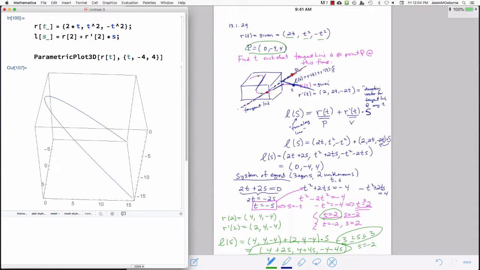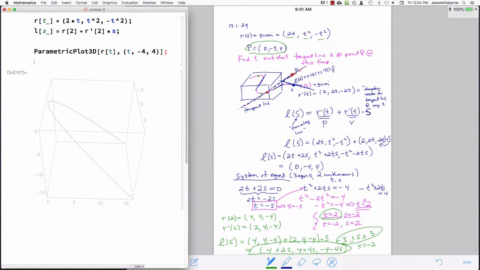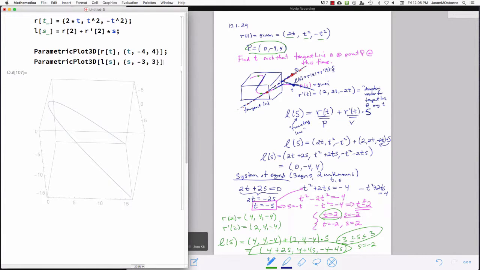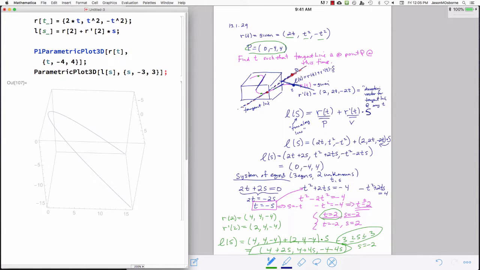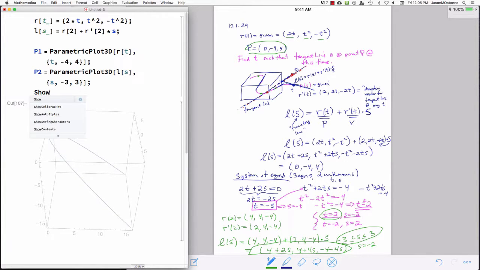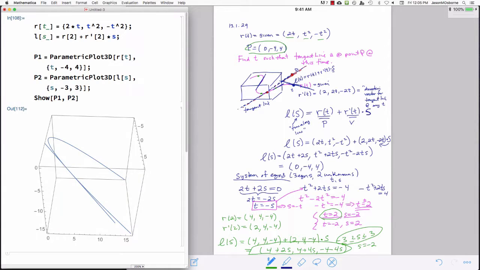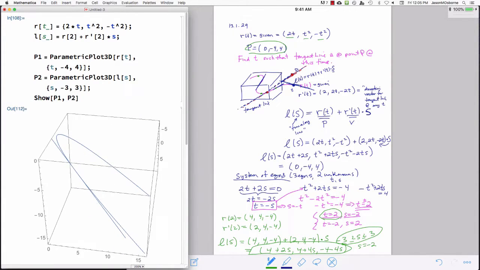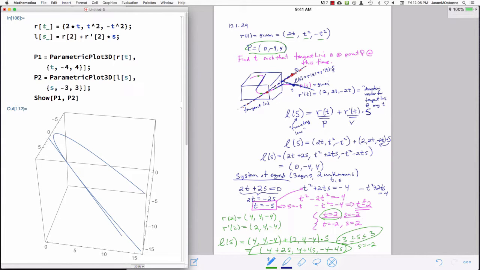There's your curve. Okay, we'll hide it, and then we'll do another parametric plot, 3D, of the line as a function of s, and we know that if we plot s from negative 3 to 3, I'm putting negative 3 to 3 because negative 2 is right in between there. We give these two plots a name, call it plot 1 and plot 2, and then you show the two plots together. Okay, there's the line, the tangent line to the curve at the point t equal to 2.